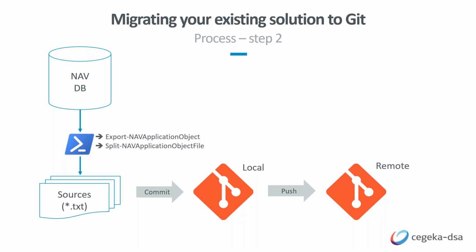I will move those source files to my local Git repository, stage and commit them, and then push them to the remote. And the remote is in this case VSTS hosting our Git database.